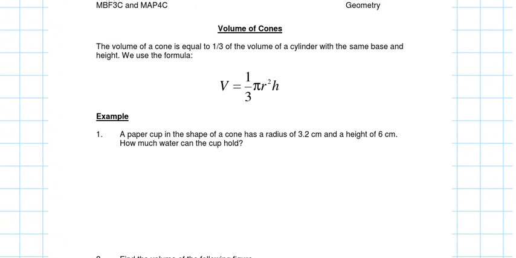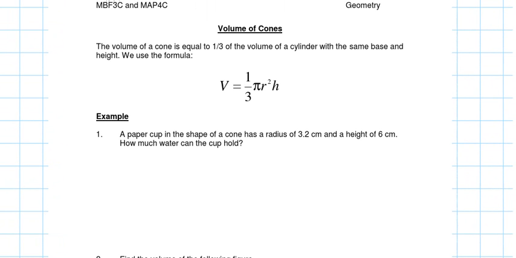Now, the volume of the cone is related to the volume of the cylinder. The volume of a cone is 1/3 the volume of a cylinder. It's the same thing as comparing the pyramid to the rectangular prism. So the formula for the volume of a cone is 1/3 pi r squared h.